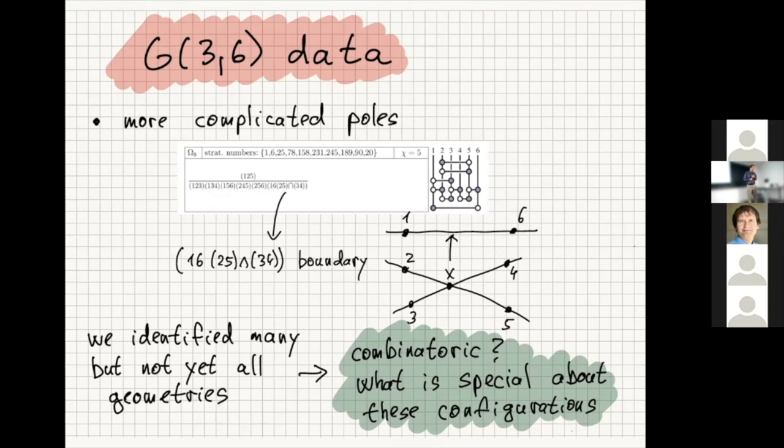Now, the question is, again, what are these cells? What is it geometrically? Is there any combinatorial prescription? And what is special about these configurations? Because the plabic graphs single them out. There is just a definite number of non-planar plabic graphs. There are like 27 of them for G36 and no more. It's not infinite, it's just 27. And these must be some special subspaces in G36, similar to the positroid, to the positive Grassmannian.